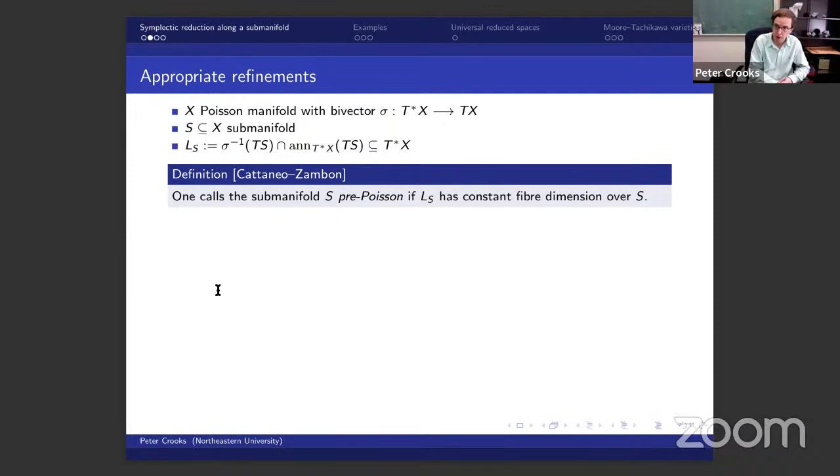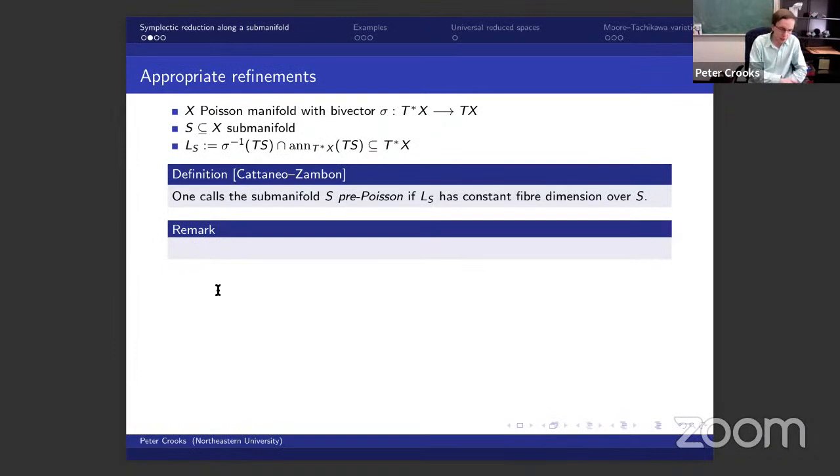And this definition is actually quite a bit more encompassing than it might look at first instance, in the sense that, and I can be more precise about this if a person wants, but I won't be for the time being. There is a reasonable sense in which, in fact, generic submanifolds of X are pre-Poisson. So while it may seem like a fairly restrictive condition, it's actually not one at all. So this is a very, very large class of submanifolds that we're going to be dealing with.